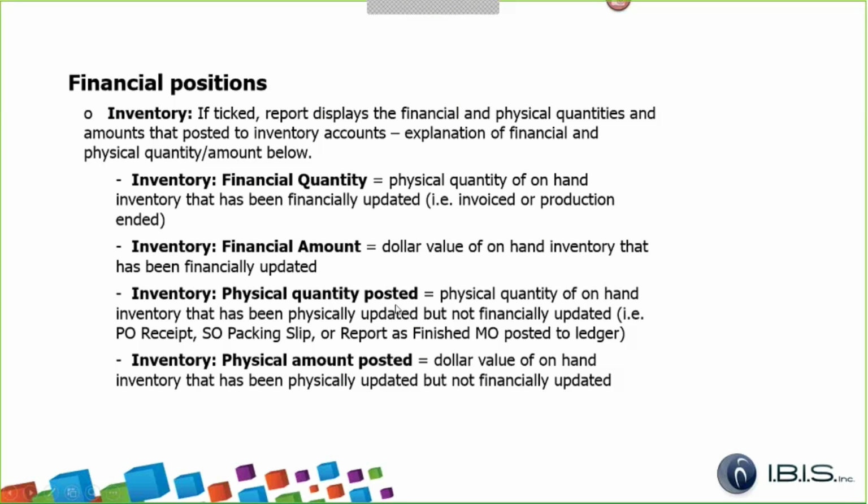Physical quantity posted is this. It's really purchase order transactions, sales order transactions, or manufacturing order transactions that have not been completed. It means that in the case of a PO or sales order transaction, they have not been invoiced yet, so we do not know what the final quantity and final dollar value are. In the case of a manufacturing order, it has not been production ended, so we don't know what the final quantity and final financial dollar value of that manufacturing order is yet.